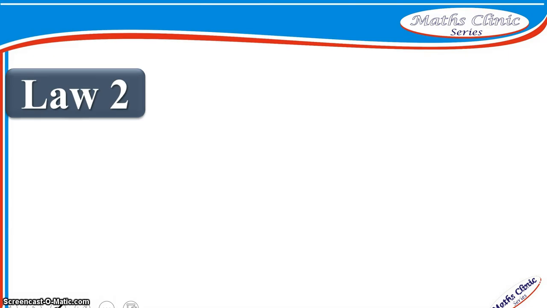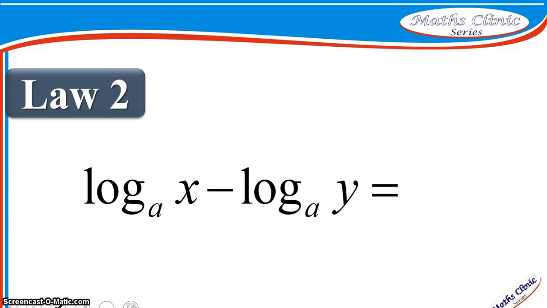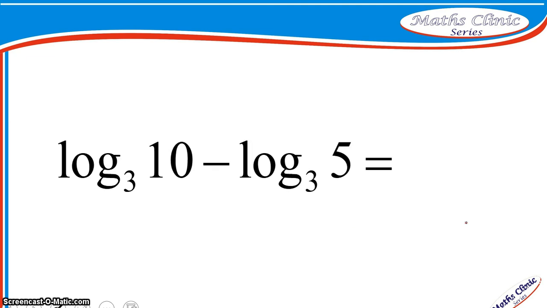Alright, now let's look at law number 2. Law number 2 says that if I have log base a of x minus log base a of y, I will just maintain the base and divide the arguments. And take note of this: the first goes up, the second goes down. Interchanging them will give you an error. If I have log base 3 of 10 minus log base 3 of 5, I can simplify this and write log base 3 of 10 over 5.